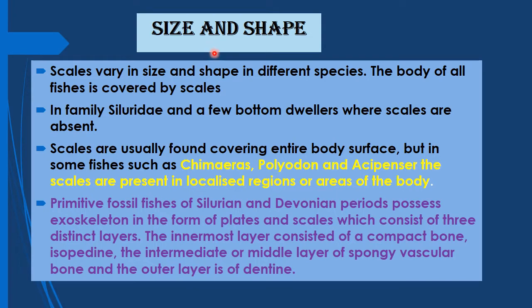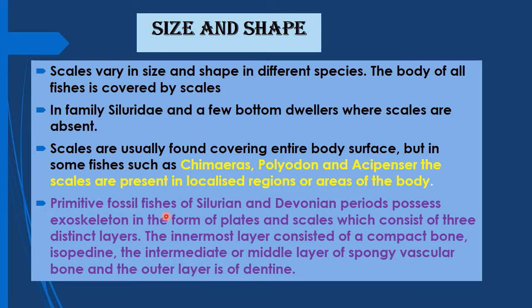If you see the size and shape of the scales in fishes, the scales vary in size and shape in different species. The body of most fishes is covered by scales. In family Siluridae and a few bottom dwellers, the scales are completely absent. The scales are usually found covering the entire body surface, but in some fishes such as chimeras, Polyodon and Echeneis, the scales are present in localized regions or areas of the body.